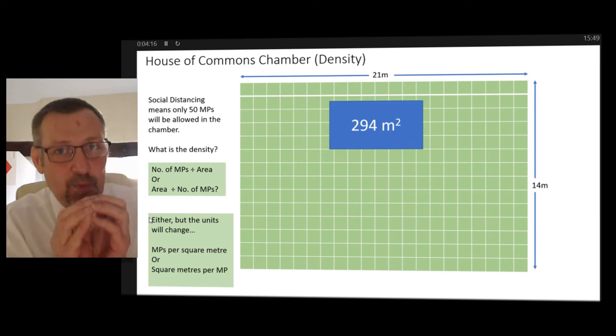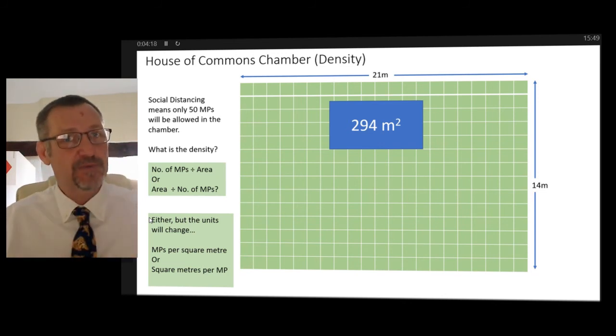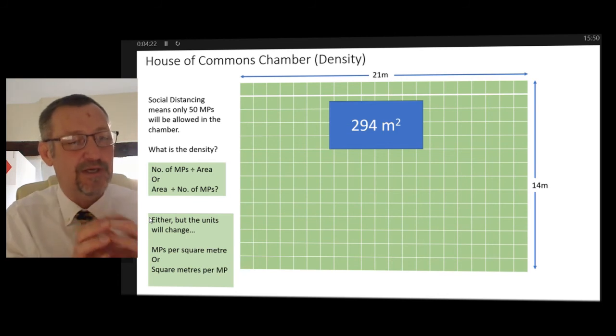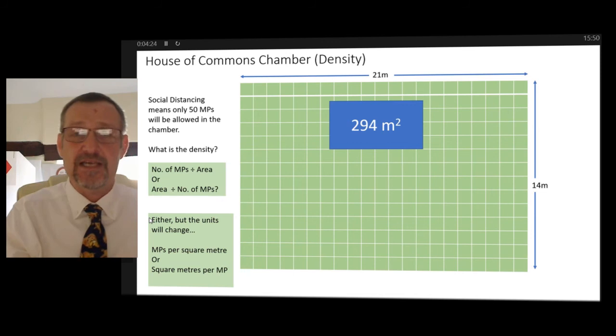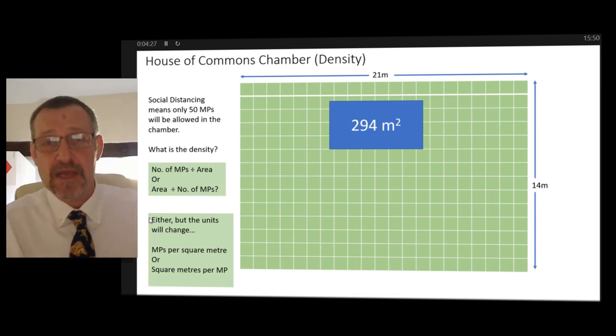Hopefully that will be less than 1, bearing in mind that everybody's got to be 2 meters apart. So we should have less than 1 MP in a square meter. Or you can do it the other way around and say, how many square meters per MP? Almost like how much do they own? How many square meters belong to that MP?